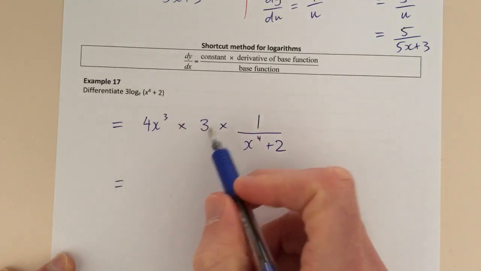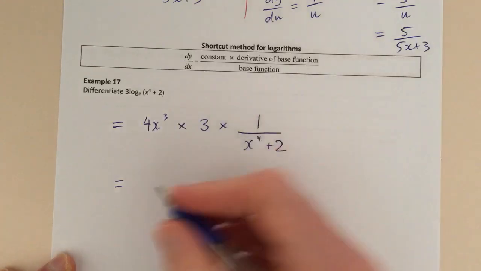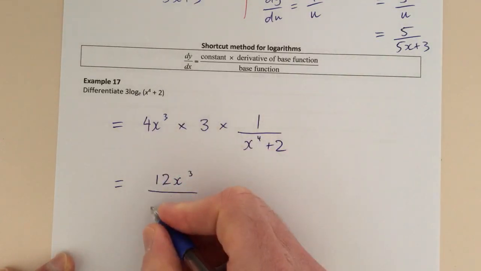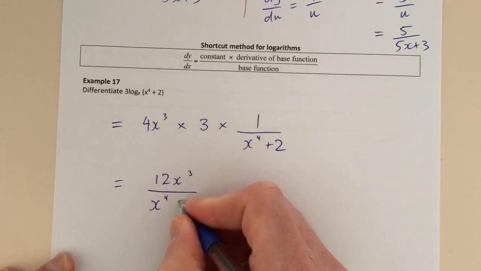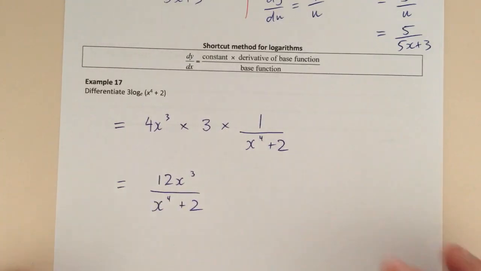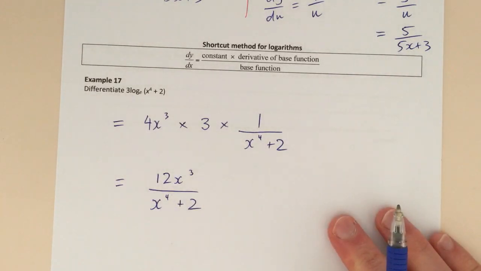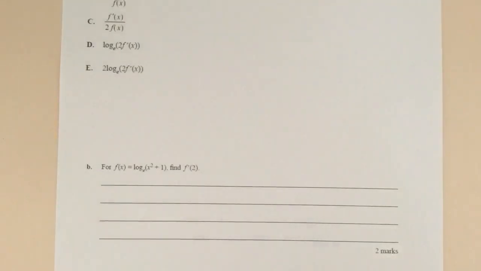4x cubed times 3 is 12x cubed, times that 1 on top, so we can put 12x cubed on top, over x to the power of 4 plus 2. And it's certainly fine to leave your answer like that unless the question's specifically telling you to put it in some other form. Okay, so a couple of exam questions as well, which we'll include in this video.